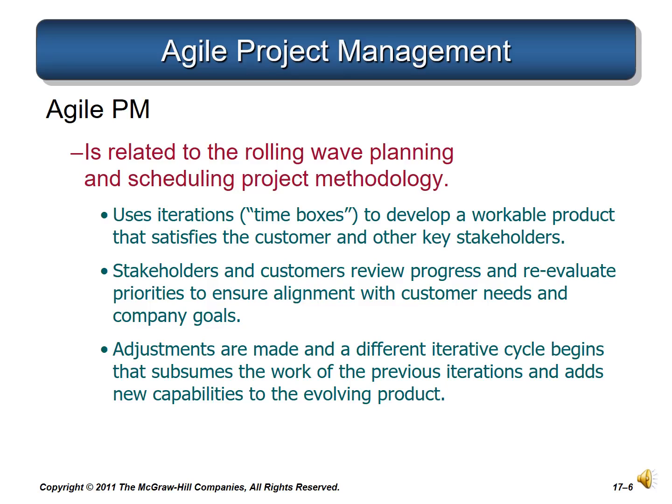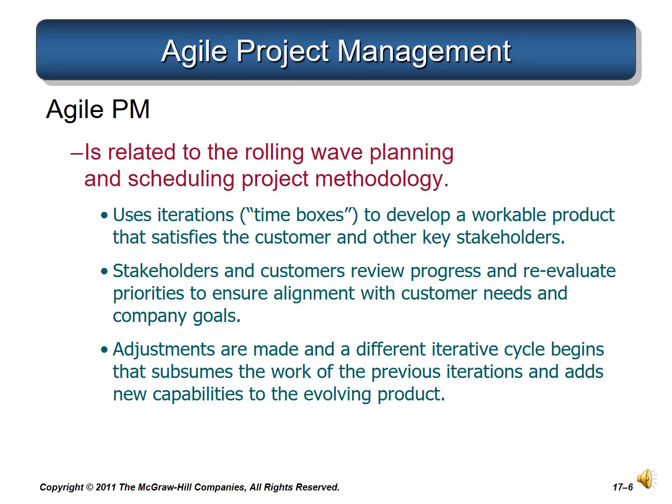Fundamentally, Agile project management is related to the rolling wave planning and scheduling project methodology that we covered in Chapter 5. That is, the final project design is not known in great detail and is continuously developed through a series of incremental iterations over time. Iterations are short time frames that typically last from 1 to 4 weeks. The goal of each iteration is to develop a workable product that satisfies one or more desired product features to demonstrate to the customer and other key stakeholders.